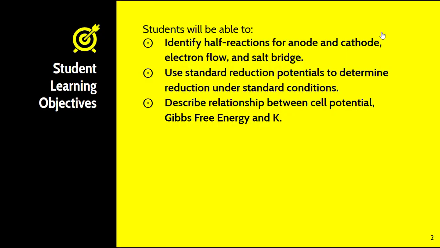So hopefully by the end of today's video, you will be able to identify half reactions for anode and cathode, recognize electron flow in a galvanic cell, as well as utilizing a salt bridge. You should also be able to use standard reduction potentials to determine reduction under standard as well as non-standard conditions for this video. And hopefully be able to describe the relationship between cell potential, Gibbs free energy, and again, the value for K. That's the whole point of this unit, is really recognizing how we can utilize thermodynamic data to be able to evaluate K and determine shift with Le Chatelier's principle.